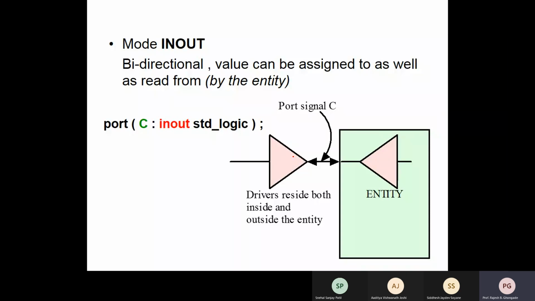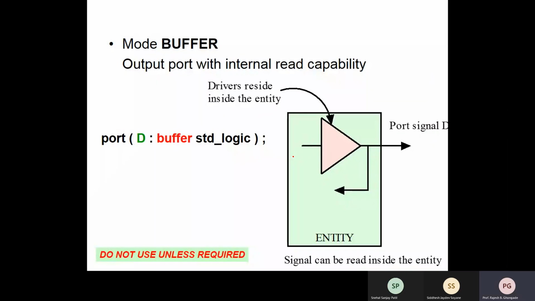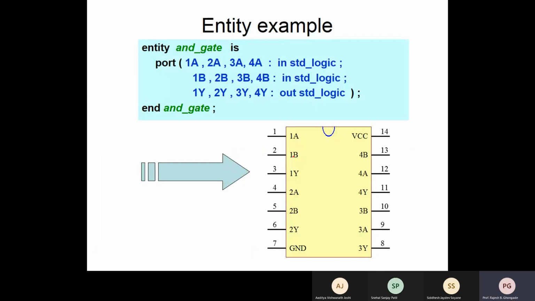So it can read back. The entity can read back whatever it has written. Now this is to be avoided again. Many times it is to be avoided. This is the example of an entity. As you can see, it resembles the pinout. It exactly is the pinout. What is there inside we don't know right now.